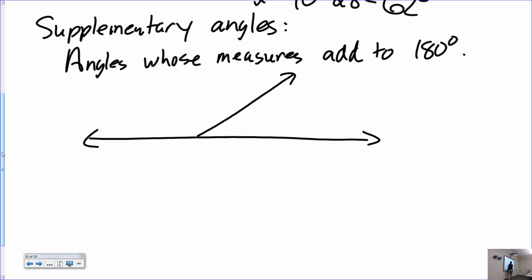So what if I told you that this angle was x plus 10, and this angle was, let's see, make it so it's not too painful, 3x plus 70. And I said, find the measure of these two angles. How would you do it? Plug in 180. Be careful. What do you got to do, folks? Add them and set them equal to 180.